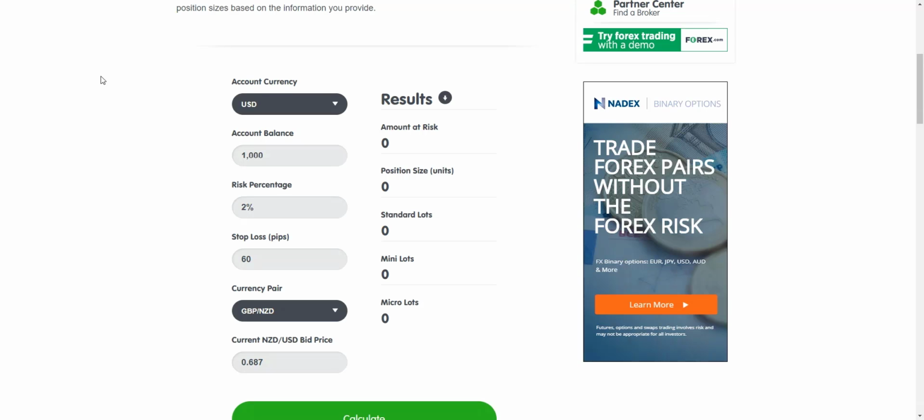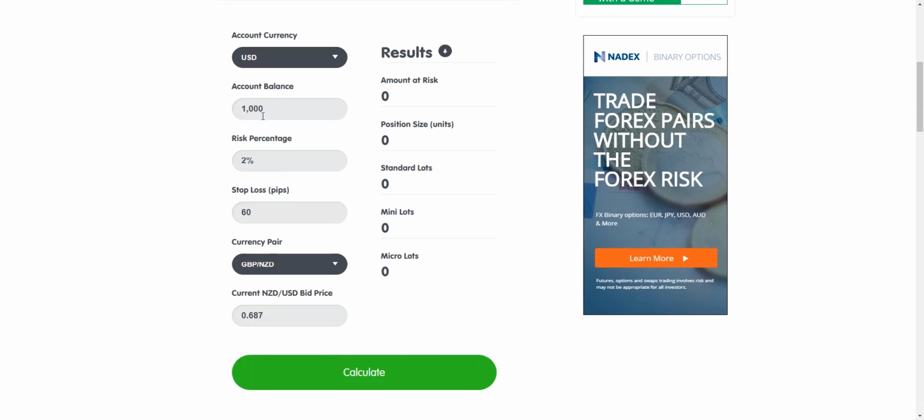So I'm using Baby Pips position size calculator. Same concept. We've got the $1,000 account balance, 2% risk per trade. We have a 60 pip stop loss for this exact trade, and we're trading the pound New Zealand dollar. Now this on Baby Pips asked me to input the current New Zealand dollar, US dollar asking price. That's just what they need to calculate this.